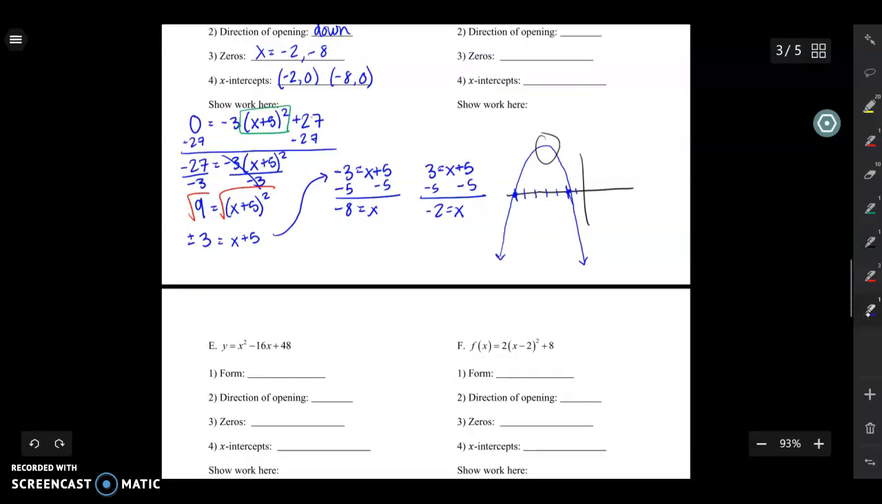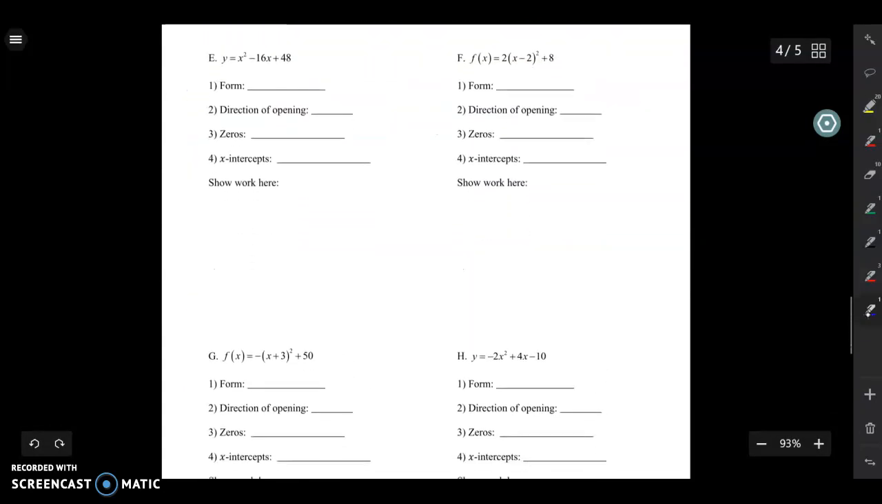Okay. I'm going to jump down, and we're going to do an example of one that has imaginary zeros. So we're going to look at example F, and I'm actually just going to find the zeros for us. It's in vertex form, so I am going to solve it using square roots. So I'm going to set the equation equal to 0, and then I'm just going to start trying to get that perfect square by itself. So I'm going to subtract 8 from both sides. So those 8's cancel out. Then I'm going to divide by 2 on both sides. So I have negative 4 equals (x minus 2) squared.